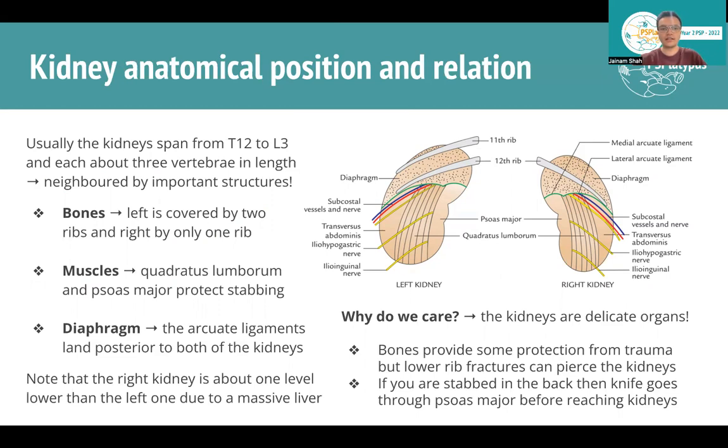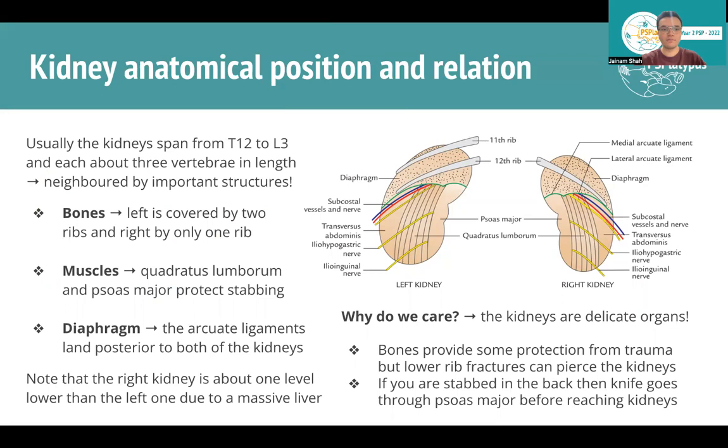It's also important to know that the kidneys have some really important anatomical relationships with things around them. And these are useful because of the protective nature of the structures that are around it. So for example, the bones, we know that around the kidneys, if you have a look at this diagram here that I've provided on the right, you'll see that the left kidney tends to be covered by the two lowest ribs, so 11th and 12th ribs, whereas the right kidney tends to be covered by only a single rib, and that's the 12th rib.